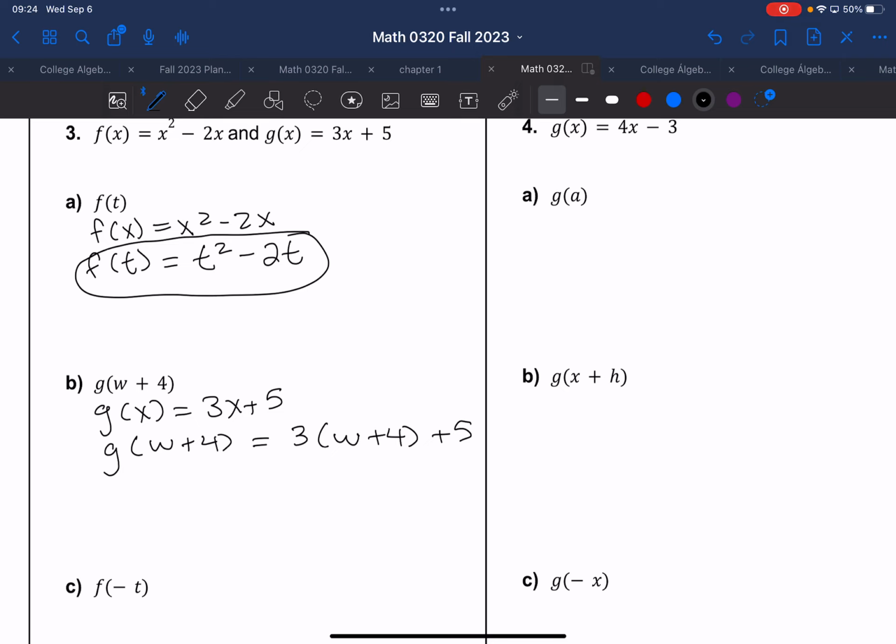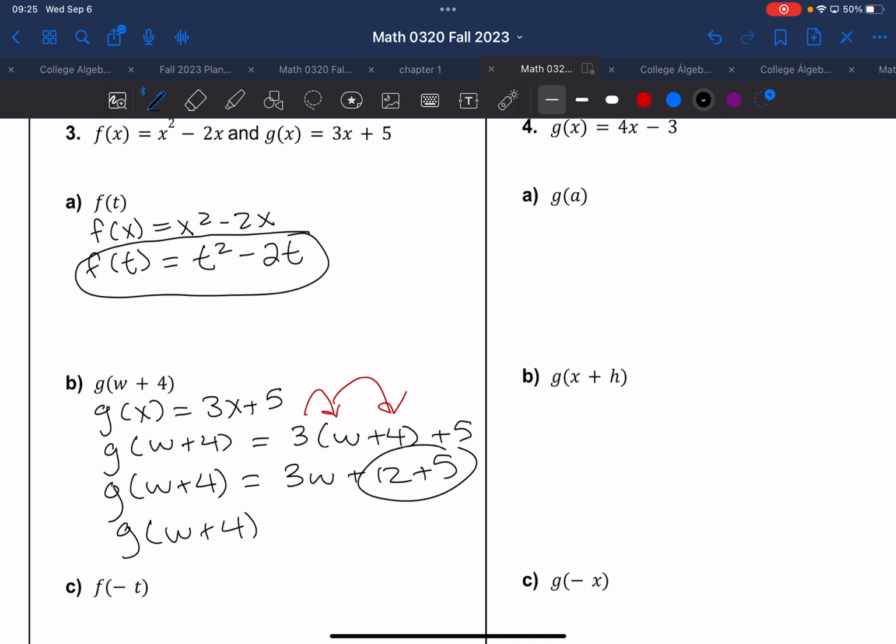Can we simplify this? Yes, what can we do? Distribute that 3. So we have g of w plus 4 is equal to 3w plus 12 plus 5. Can we simplify? Good, we could simplify by adding these two together, and we get g of w plus 4 is equal to 3w plus 17.